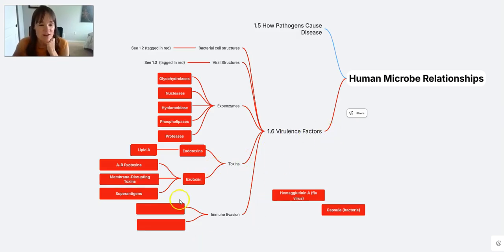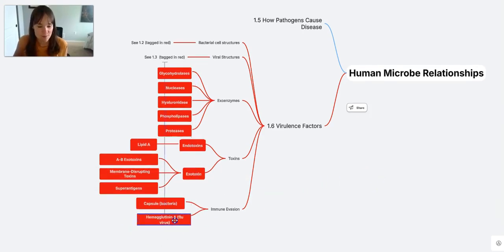All right, we come to the final 2 words here, immune evasion. So microbes that can evade the immune system are more likely to cause disease. And one of the things that can help them do that is the capsule structure of a bacteria. It can hide them from the immune system. And another classic example would be for a virus, and that would be hemagglutinin A for the flu virus. So we'll learn more about that in the coming units. For now, let's just know that those 2 structures allow the microbe to evade the immune system, making it more likely to cause disease.